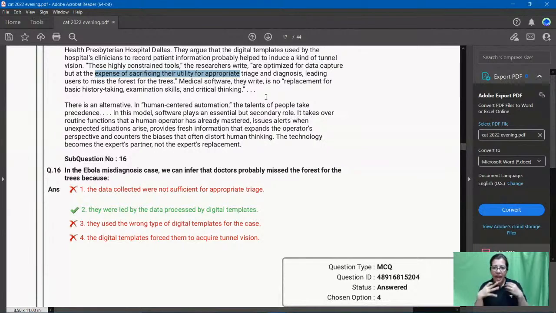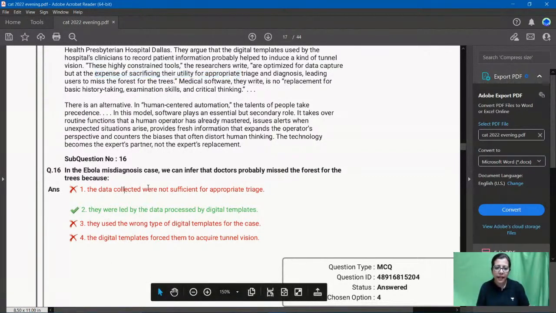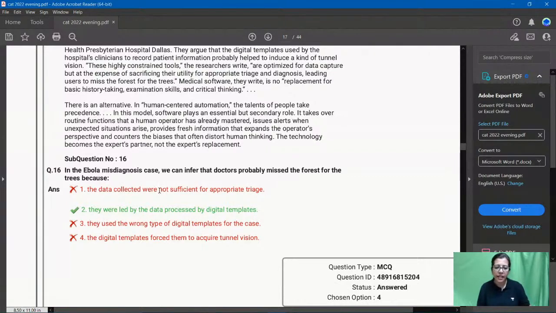तो I mean, as an educator, I would be able to do this question, but many students would have gotten confused in this question. So this was a question worth dumping. Why? Because it would take them time. The data collected were not sufficient for appropriate triage. यहाँ पूछा है because, तो उसको interpret करना है. ठीक है? The data collected were not sufficient. Not sufficient की बात नहीं किया है. They were constrained, micro. Okay?